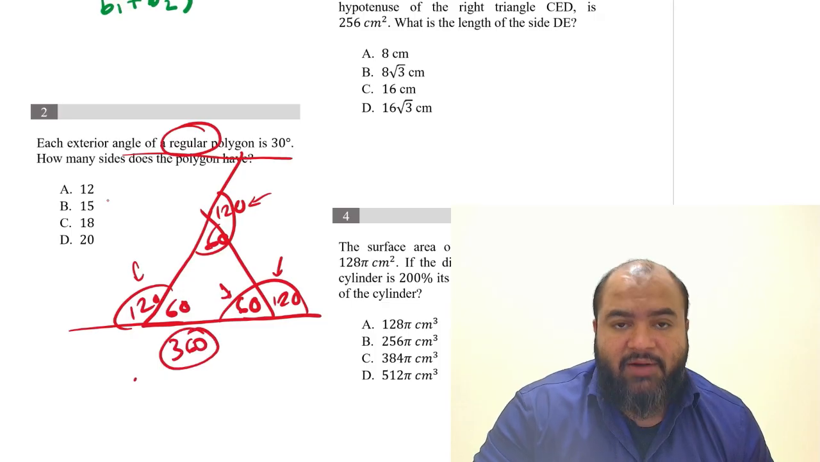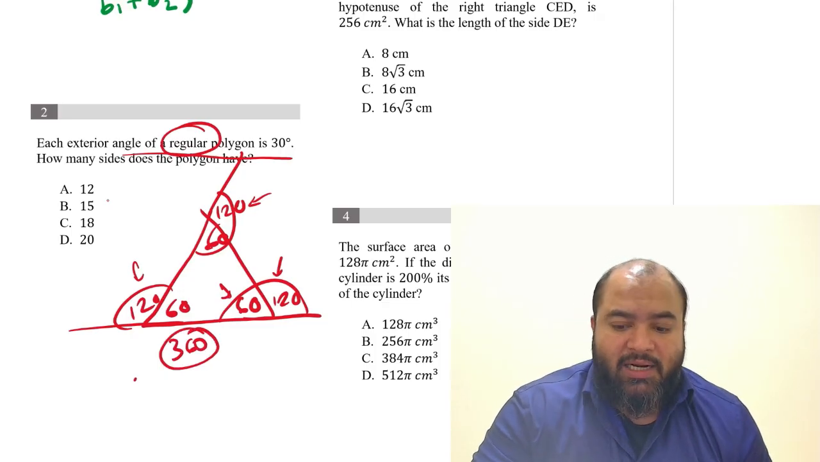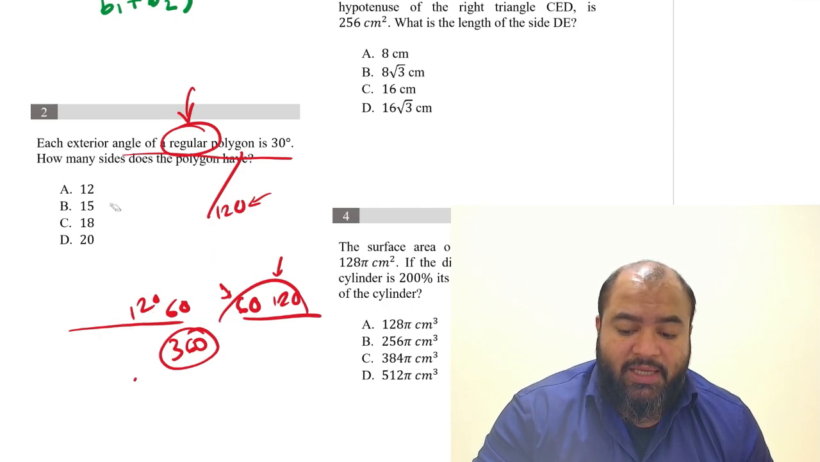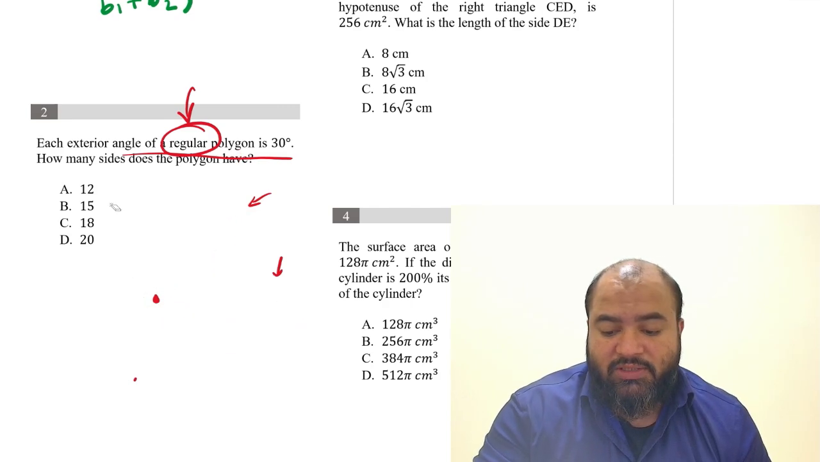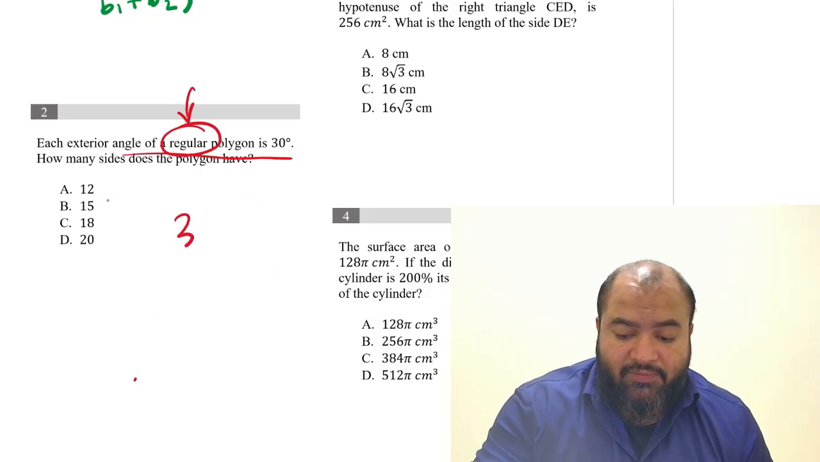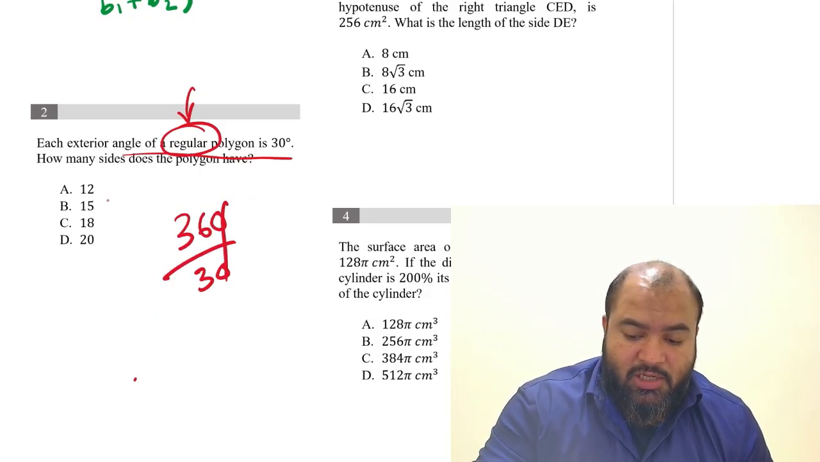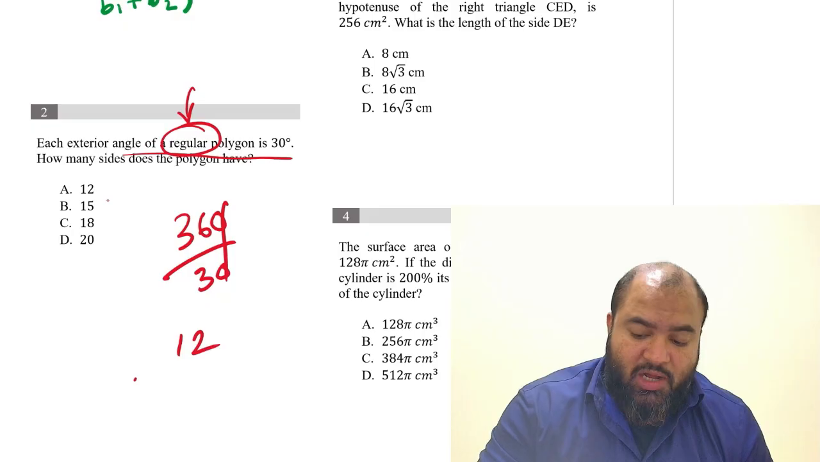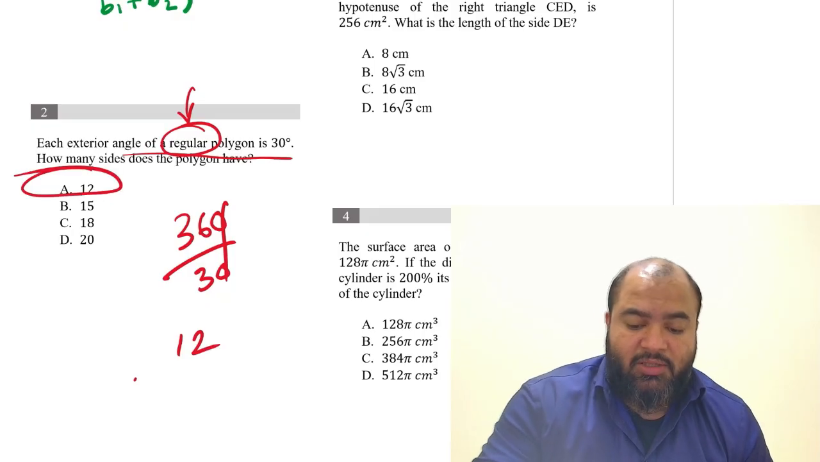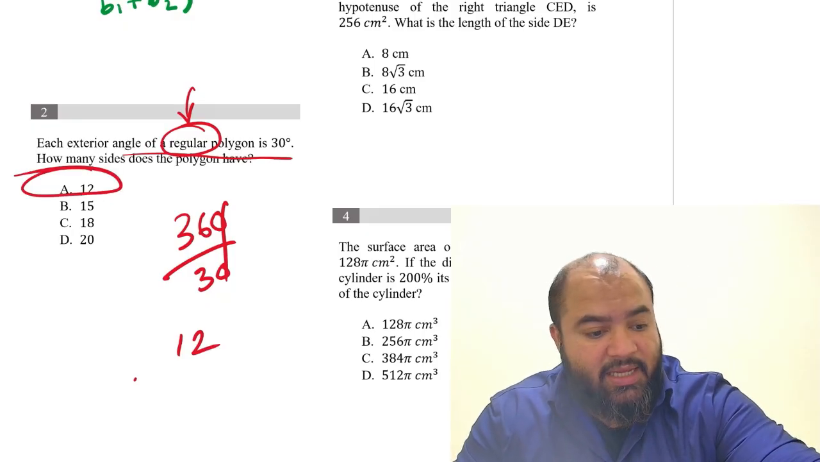So what do you understand from it? No matter what kind of polygon it is, if it's a regular polygon or anything, all the exterior angles will add up to be 360 no matter what. Always 360. So I divide 360 by 30. So 0 cancels out. It's a 12-sided polygon. So A is the answer.